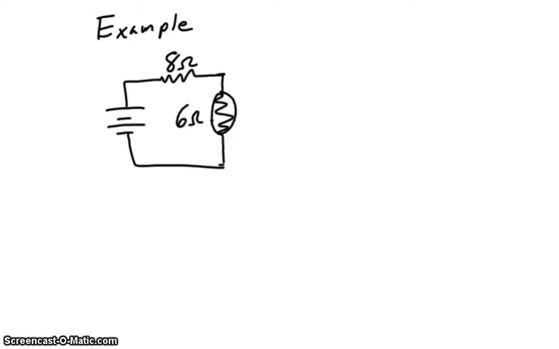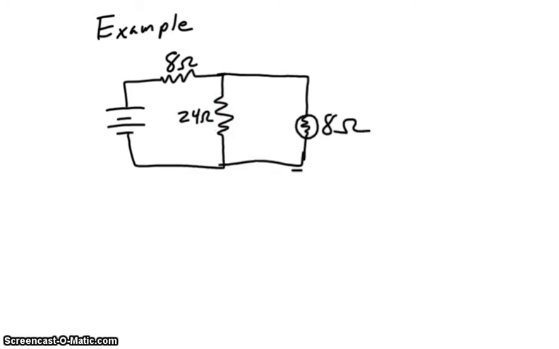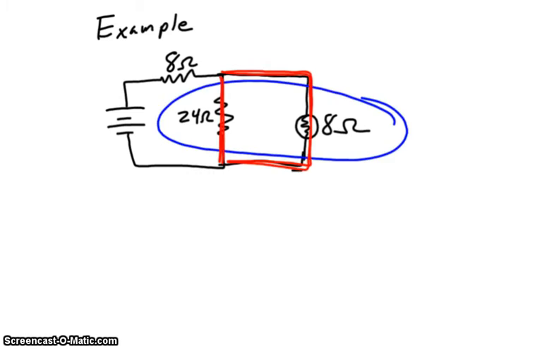Series has to be a direct series. You can't combine the 8 and the 24 yet in this example because the 8 and the 24 are not in series with one another. There is a chance for the current to go somewhere else. If there's a chance for the current to go somewhere else, it is not in series. So, there is your review on what series is.